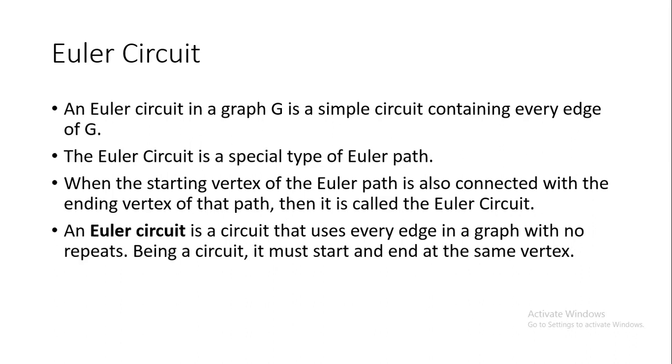The Euler circuit is a special type of Euler path. When the starting vertex of the Euler path is also connected with the ending vertex of that path, then it is called an Euler circuit. And an Euler circuit is a circuit that uses every edge in a graph with no repeats. Being a circuit, as I already told you, it must start and end at the same vertex. Why? Because it is a circuit. Understood? But in the case of a path, there is no need to start and end at the same vertex.